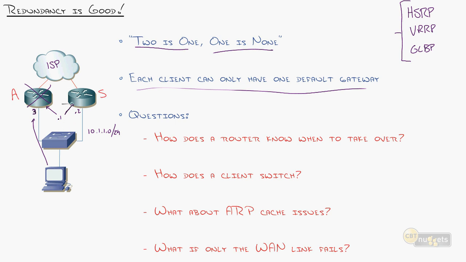So now this leads to a lot of questions. I just wrote some questions that I would have off the top of my head if I first saw this being presented. Well, how does a router know when to take over? Well, in all of the protocols you see right here, we have a new type of hello protocol introduced, where the standby is always checking in. He's saying hello, hello, hello.